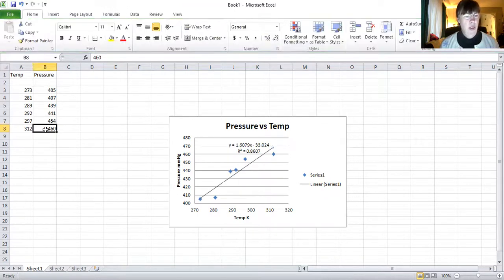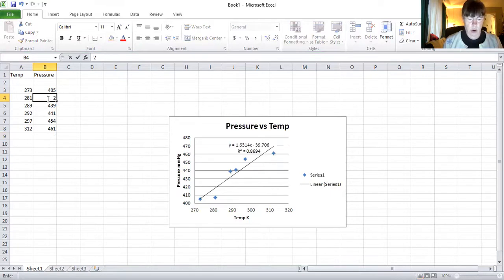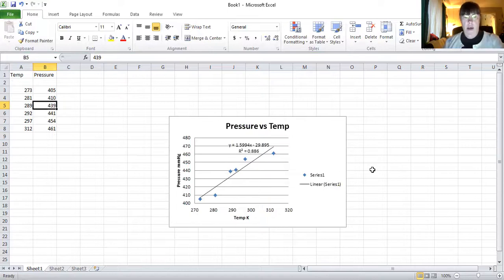So I change my 460. Let's do 461. Okay, that changed things a little bit. If I change the one that corresponds to 281. So let's do 410 on that one. Obviously, you're going to calculate stuff in your graph, but I'm just trying to optimize it so I can show you what it does to the R value.